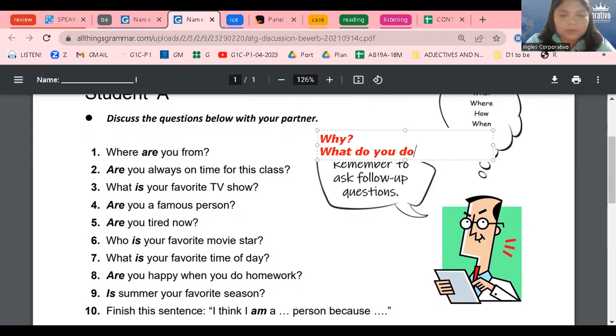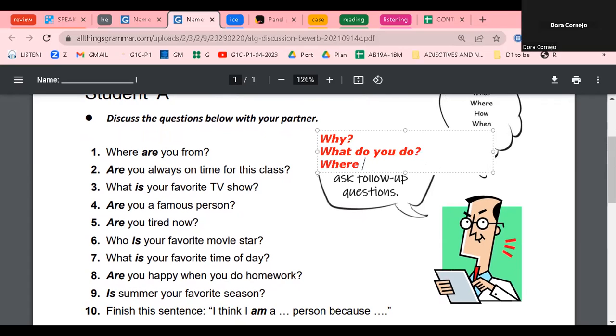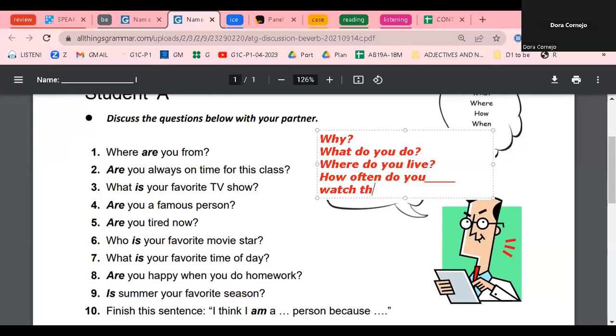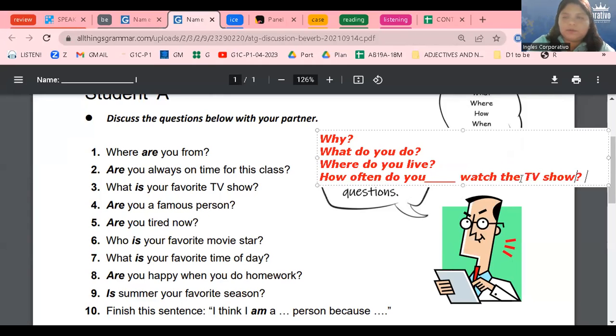Examples, what do you do? Where do you live? How often do you? Okay, ¿con qué frecuencia? How often do you watch TV? TV show. Ahí le pueden sustituir por el programa. How often do you watch Grandiosa? How often do you watch TV or cartoons? So you can do that. Any other questions?